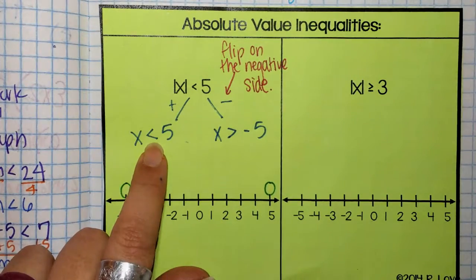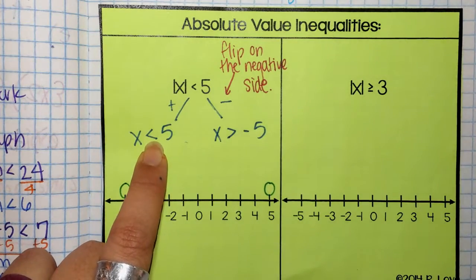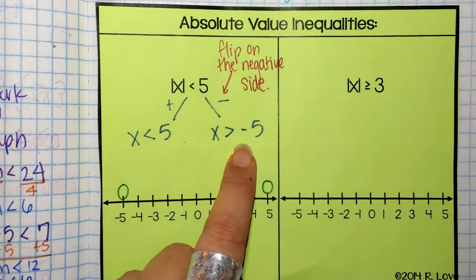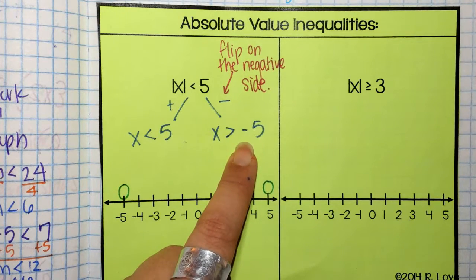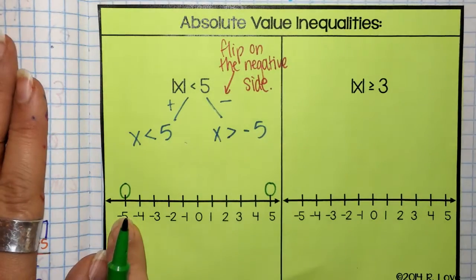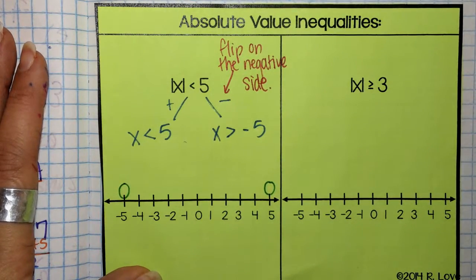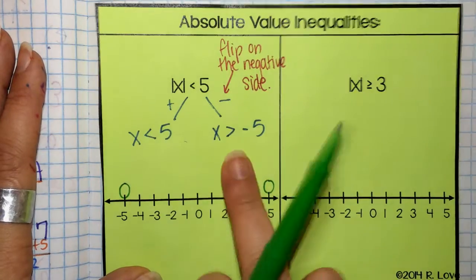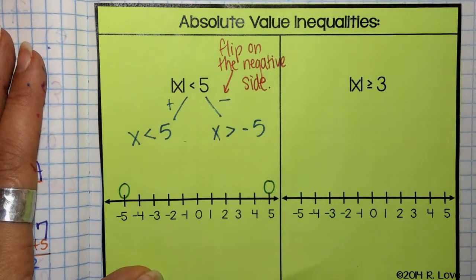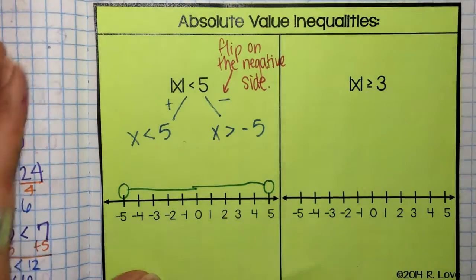Now, read this inequality to me. Reggie? X is less than 5. Read this inequality to me. All right, so what numbers are greater than negative 5? Negative 4. All right, what numbers are less than 5? So that looks like this, and that looks like this, and boom, we're done.